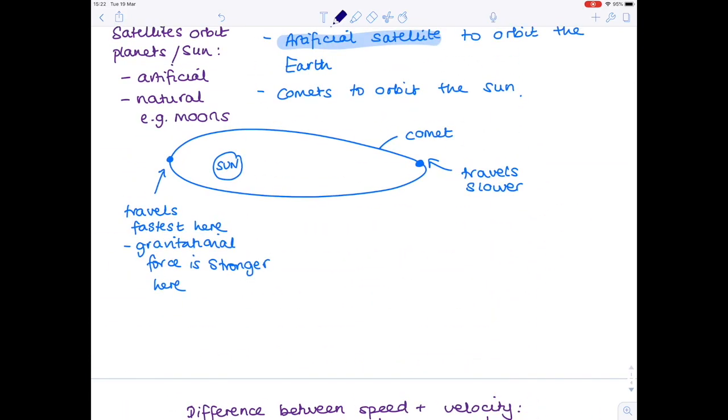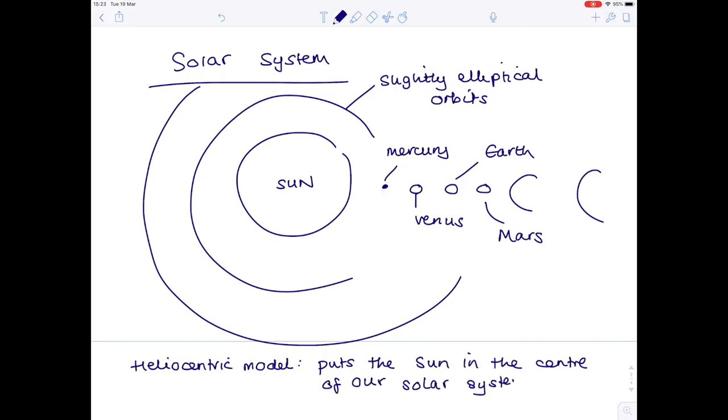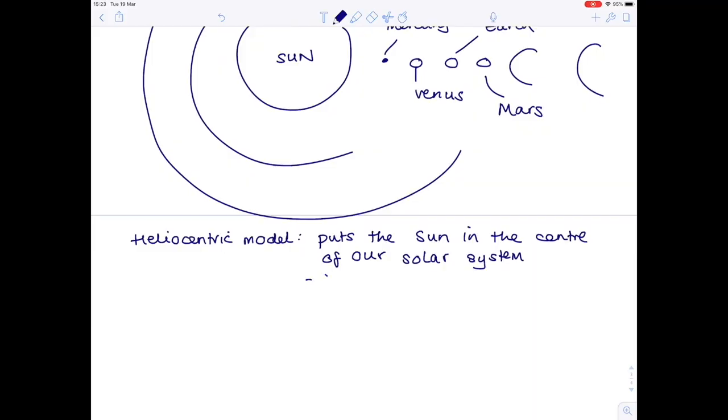So if we were to look up, you can see how incredibly squashed that circle is for the comet. Planets have far more circular orbits. So this is the modern day model of the solar system. We call it the heliocentric model. It puts the sun in the centre of our solar system. And the man who was responsible for this was called Copernicus.